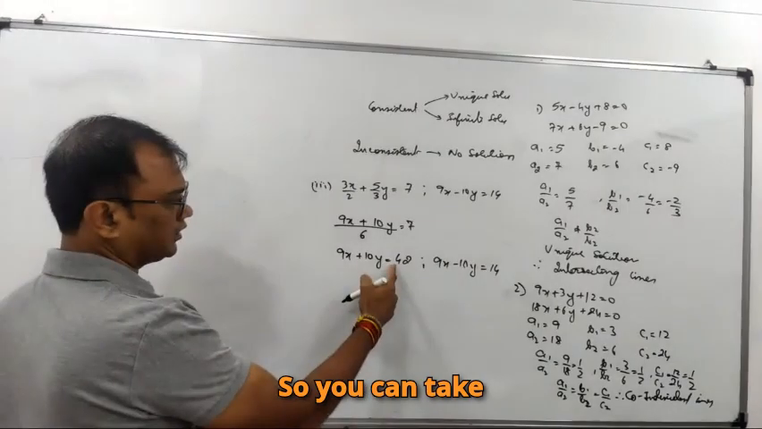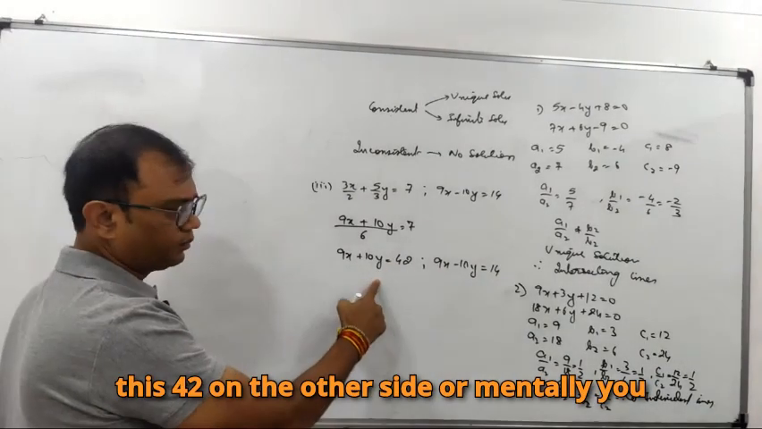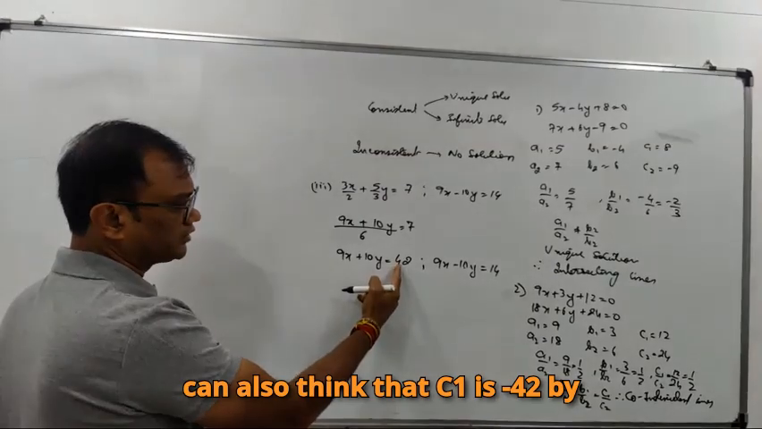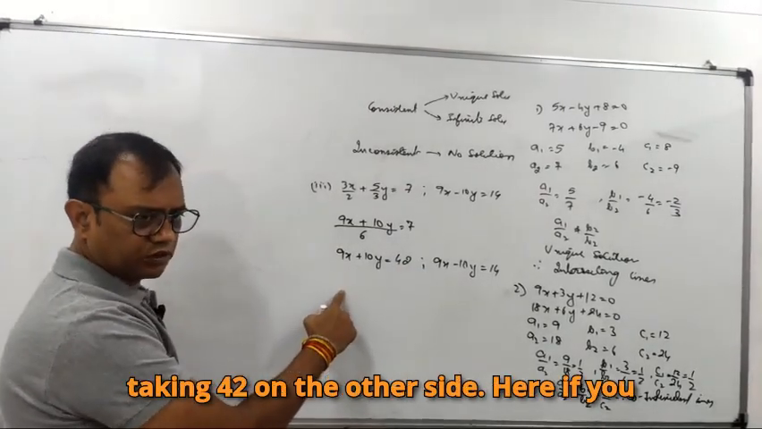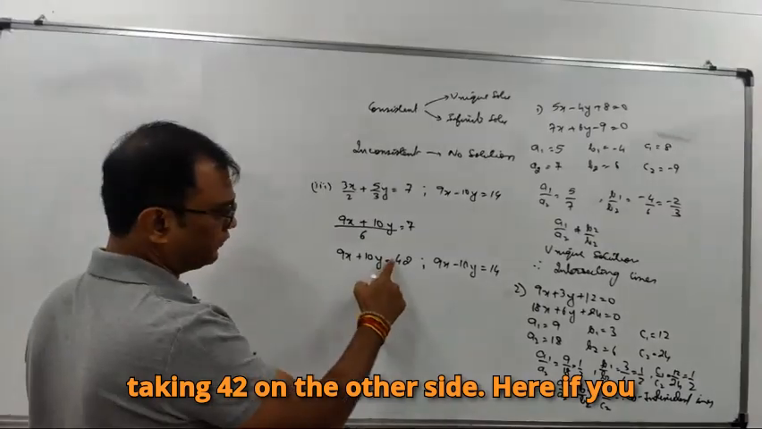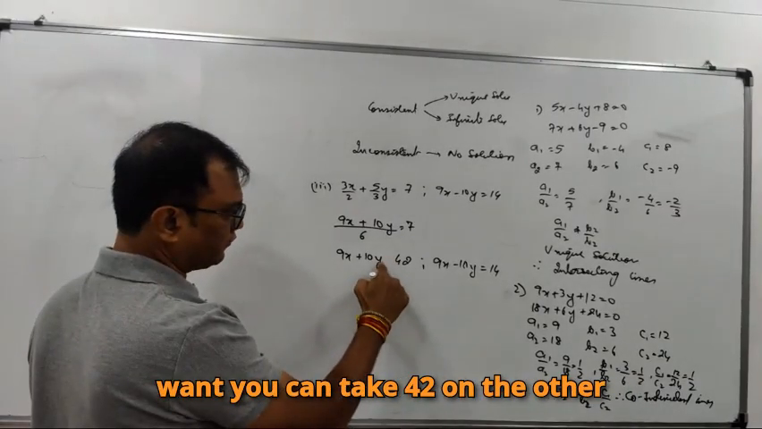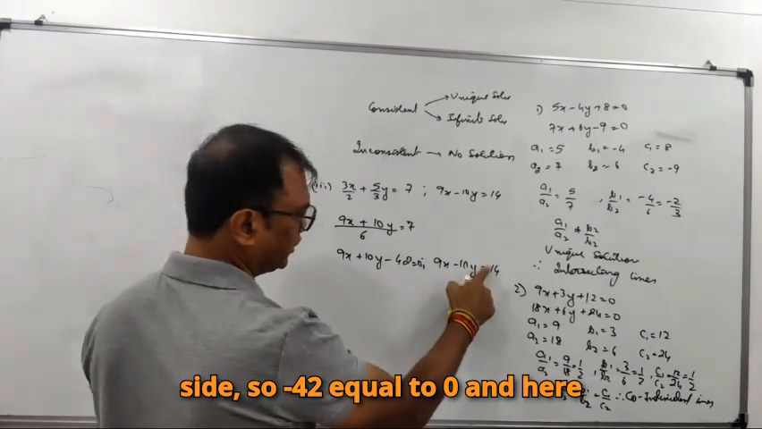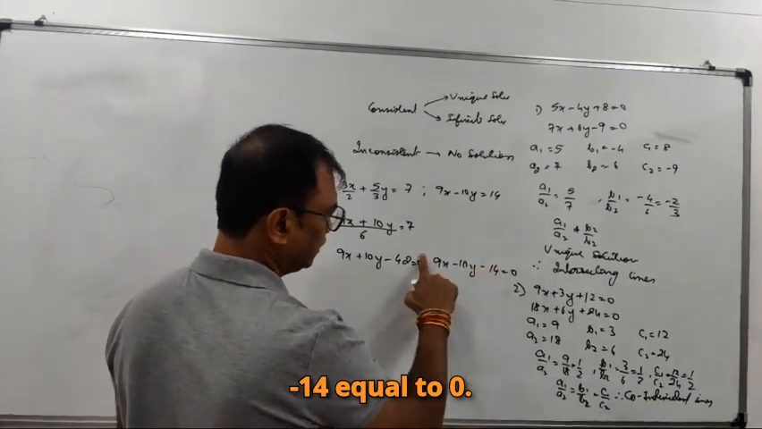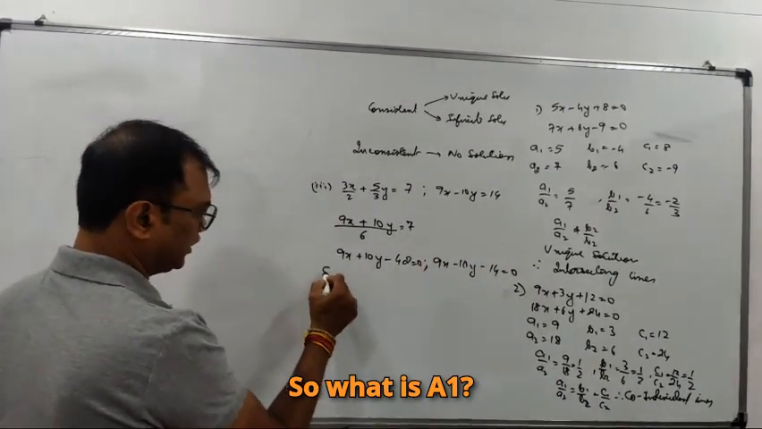So you can take this 42 on the other side, or mentally you can also think that C1 is minus 42 by taking 42 on the other side. Here, if you want, you can take 42 on the other side. So minus 42 equal to 0, and here minus 14 equal to 0. So what is A1?